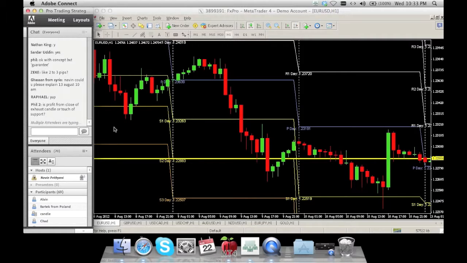Okay, Phil 2 says, is profit from the close of the exhaustion candle or the touch of support?